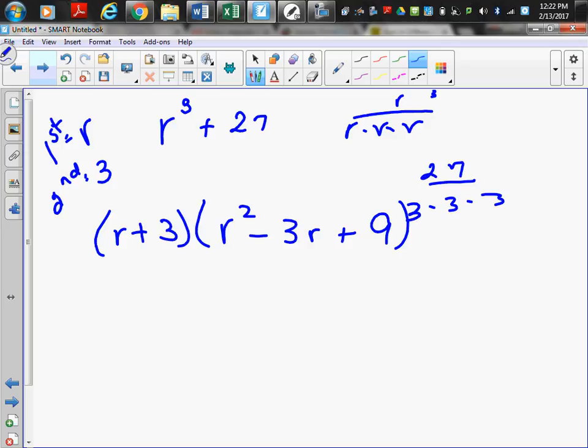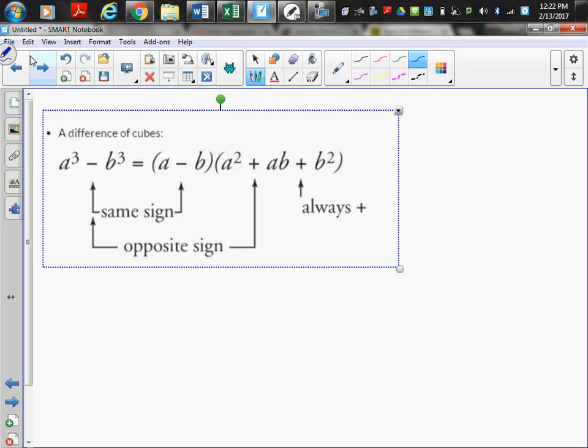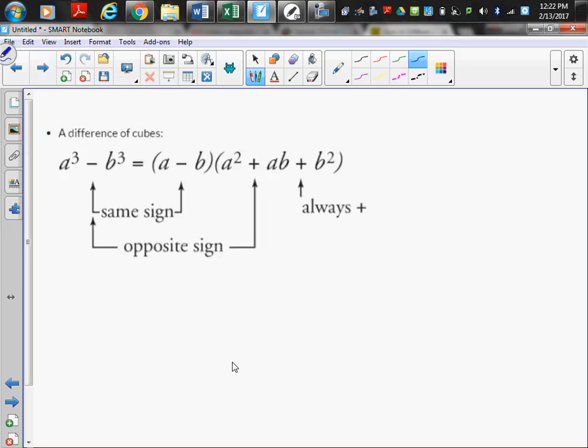Now, that is the sum. That's when you have a plus, and it's a cube and a cube. So let's look at difference of cube and a cube. You got that now? It's because 3 times 3 is 9, because it says the second one squared.